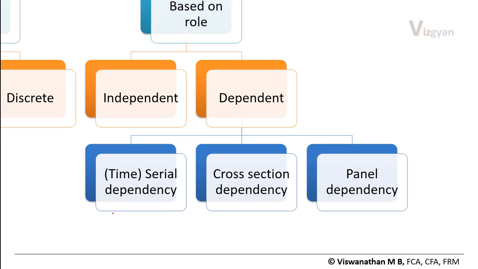Cross-section dependency is something that depends on another variable for the same period. So this is perhaps your disposable income. Your disposable income for this year depends on your total income and non-discretionary expenditures.